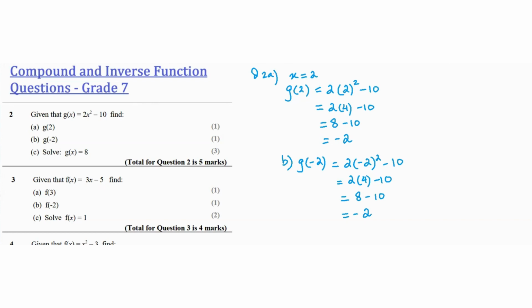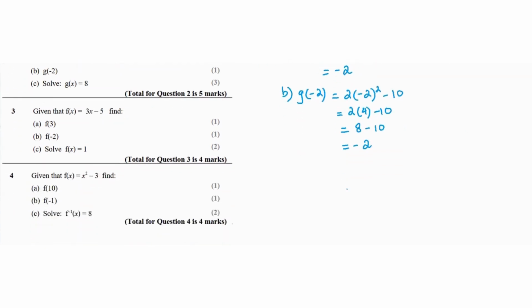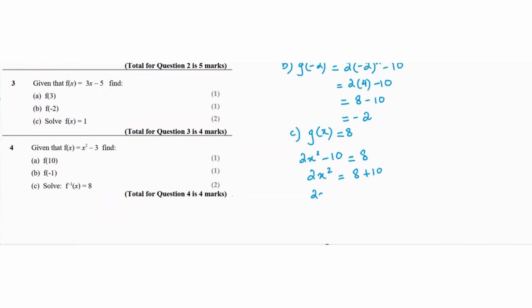In the next part, it says, solve g of x equals 8, which means you put the function 2x squared minus 10 equals 8, and then solve it to find the value of x. So we're going to take 10 to the other side, because 8 and 10 are like terms. So negative 10 becomes positive 10. So that's going to be 2x squared equals 18.